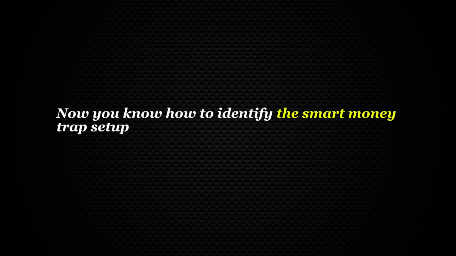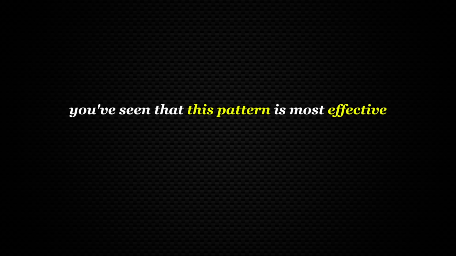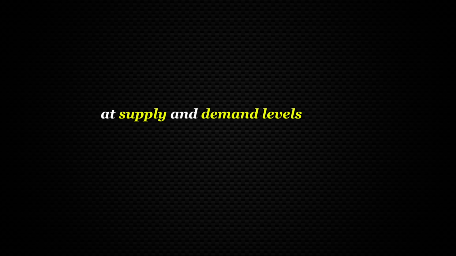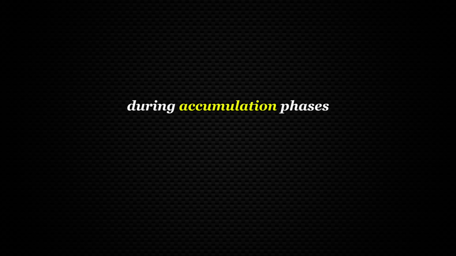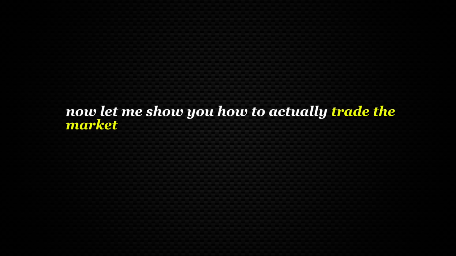Now you know how to identify the smart money trap setup, the different variations it can take, the psychology behind it, and where it works best. You've seen that this pattern is most effective when it forms under key institutional market conditions: at buy-side and sell-side liquidity zones, at supply and demand levels, during accumulation phases, during distribution phases. Now, let me show you how to actually trade the market using this smart money trap pattern in these conditions.